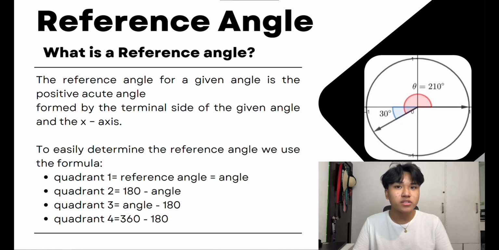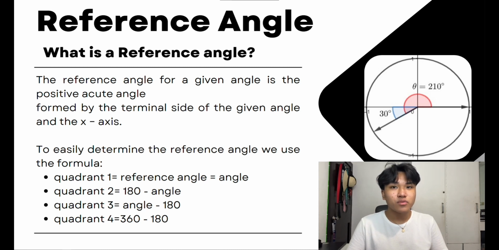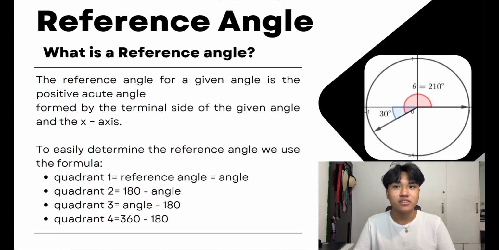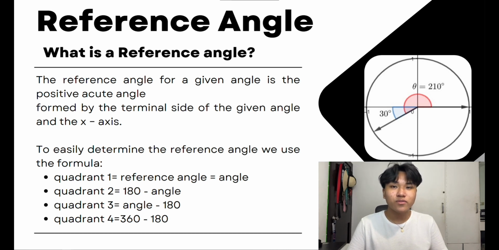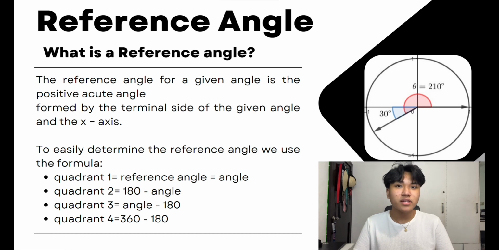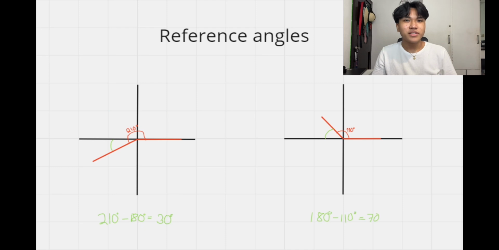For quadrant 1, the angle is the reference angle. For quadrant 2, we subtract the angle from 180. For quadrant 3, we subtract 180 from the angle. And for quadrant 4, we subtract the angle from 360. This is our example for reference angle.